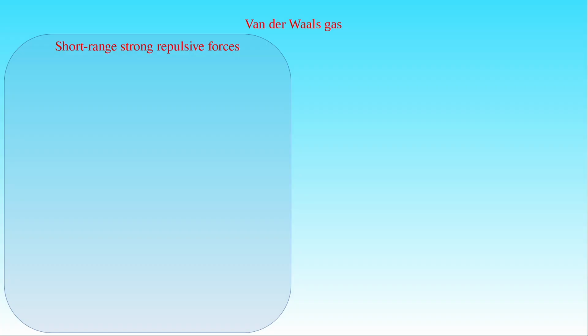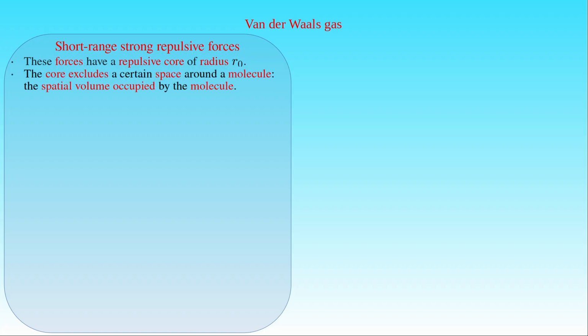We saw that the short-range strong repulsive part of the van der Waals forces has a repulsive core whose radius R0 is of the order of 0.2 nanometers or few angstroms, depending on the chemical bond in the molecules. By separating the effects of the repulsive core and the attractive tail, the repulsive core excluding a certain space around a molecule can be interpreted as the spatial volume occupied by the molecule, so other molecules have less room in which to move. Molecules are therefore not point particles, but each has a finite volume of its own, which is described by the radius R0.